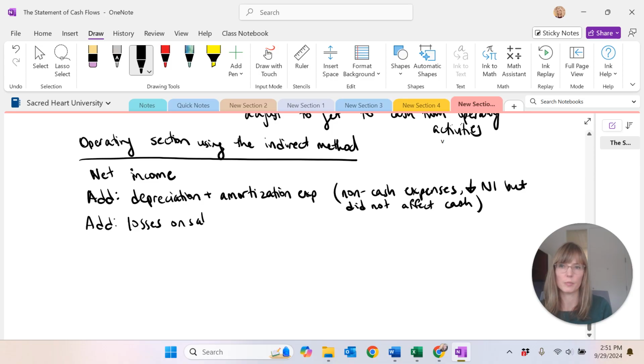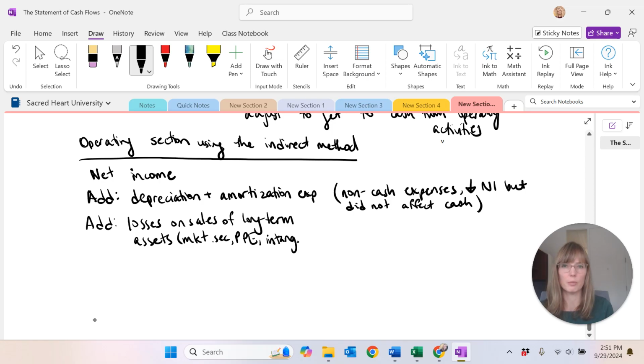Such as long-term marketable securities, plant, property, and equipment, intangible assets. We sell them for less than the book value. That's going to end up with a loss on an accrual basis. Now you might be thinking, we're getting cash, but we're going to subtract out the loss. The cash that relates to what we receive when we have the sale is going to go into the investing section, but the loss that's included in net income has to be reversed out.